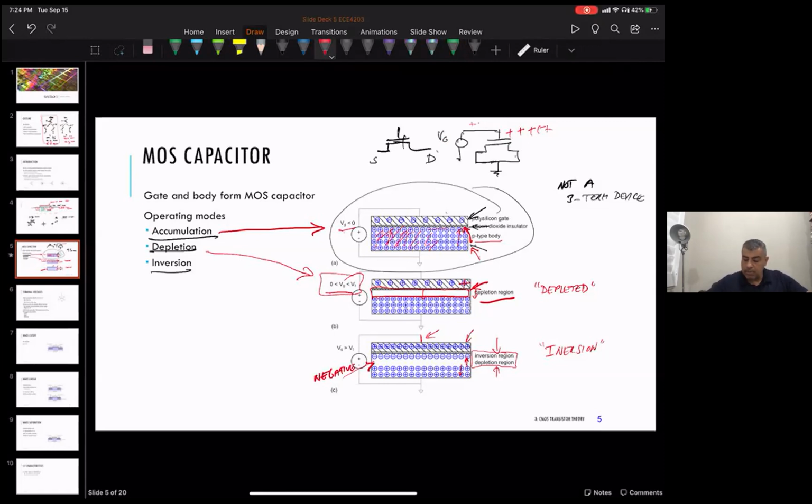Once this depletion region is big enough that you create enough electrons, you get the situation where you have this inversion. So you go from positive charges on the silicon part of the gate to negative charges on the silicon part of the gate. Anybody have any questions about that?